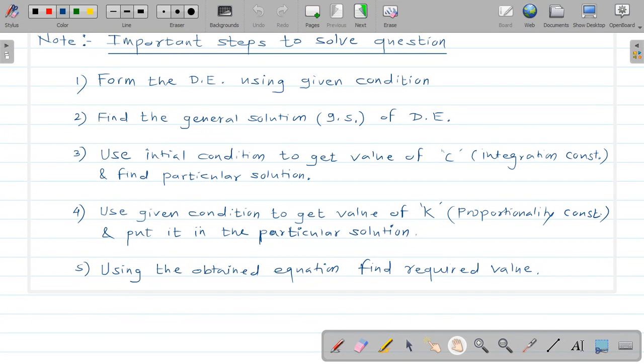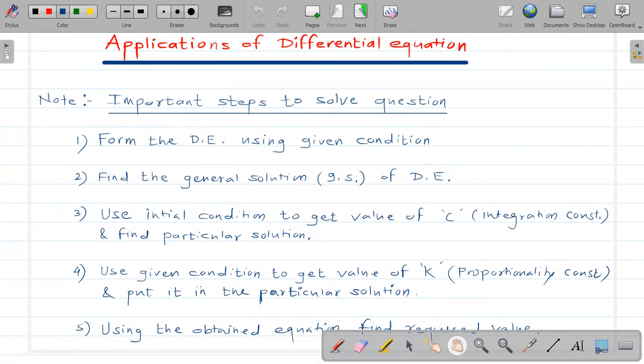Then the fourth one, use the given condition to get the value of K, where K is the proportionality constant, and put that value of K in the particular solution. And after getting the value of K as well as the value of C, use the equation obtained by this procedure to find out the required value. So by using all these steps, we have to solve some questions from the exercise.